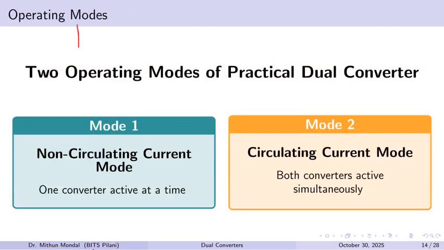So the operating modes of the practical dual converter can be mode 1, which is the non-circulating current mode, and mode 2, which is the circulating current mode.